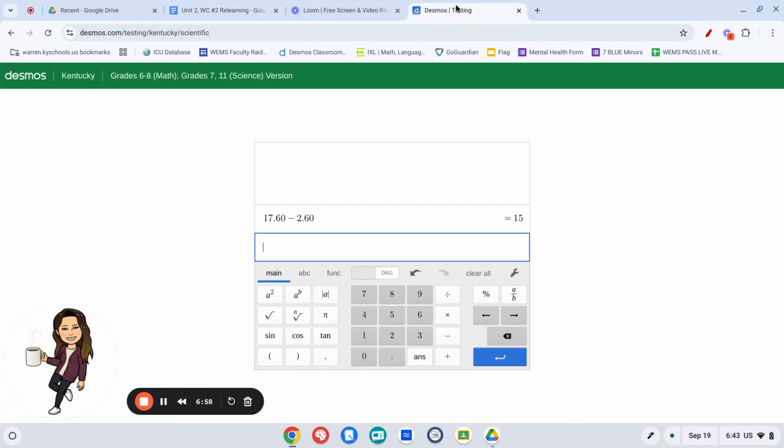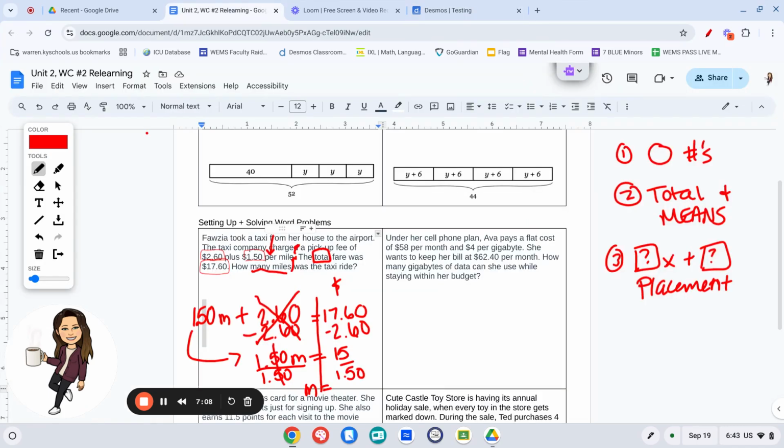equals, so you have your 15 here, so you can do your answer divided by 1.50, and that's going to give you the 10. Okay, and also you need to be able to tell me what your answer means. So 10 what? Look back up to the question. How many miles the taxi ride was.